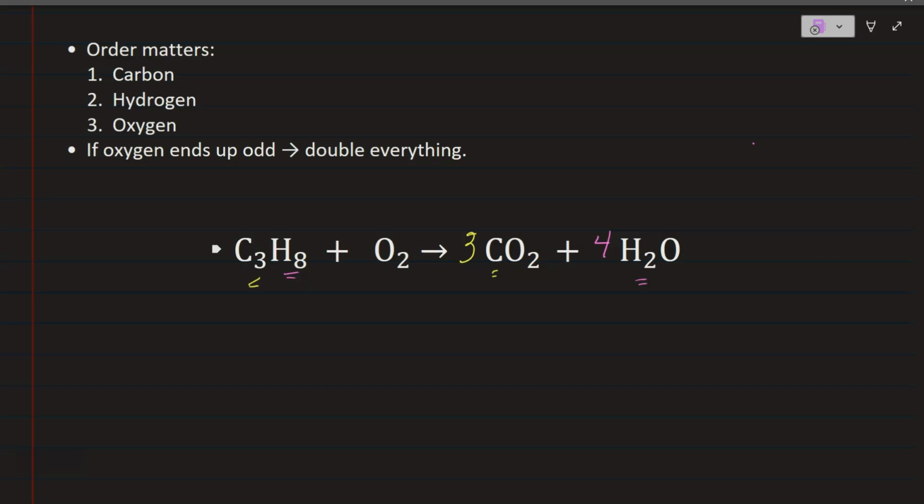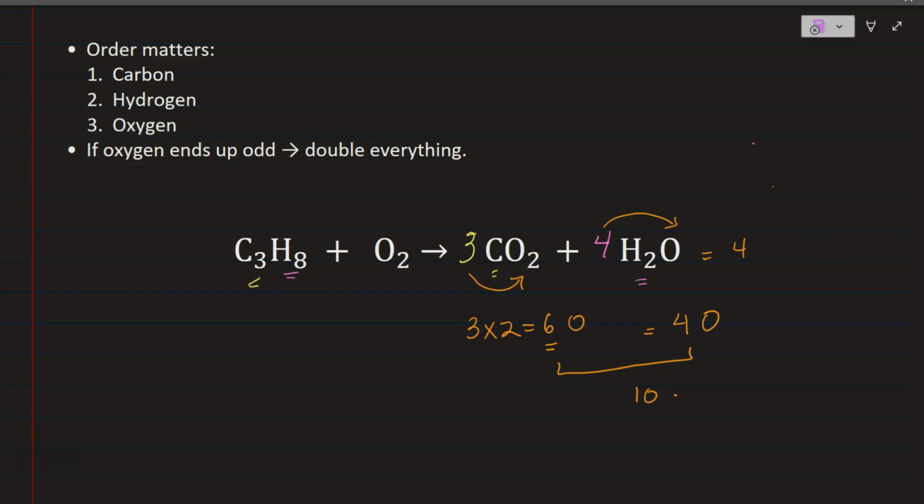Let's see. We have the 8 hydrogen. We have the 3 carbons. That's been taken care of, but the oxygen is not taken care of. So how many oxygen do we have? We have 3 times 2 in here, that's 6 oxygen. And we also have 4 times 1, which is 4 oxygen there. So altogether, how many do we have? We have 10 oxygen altogether on the right-hand side.